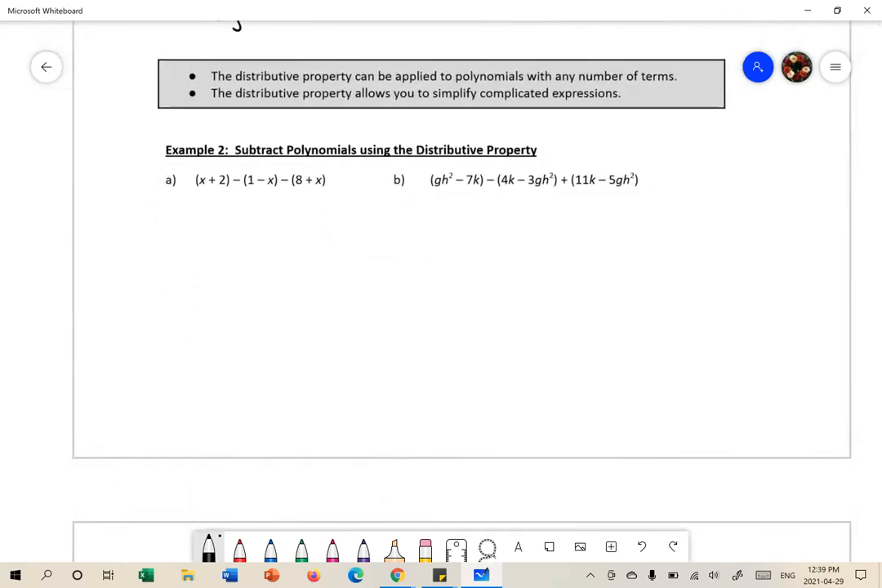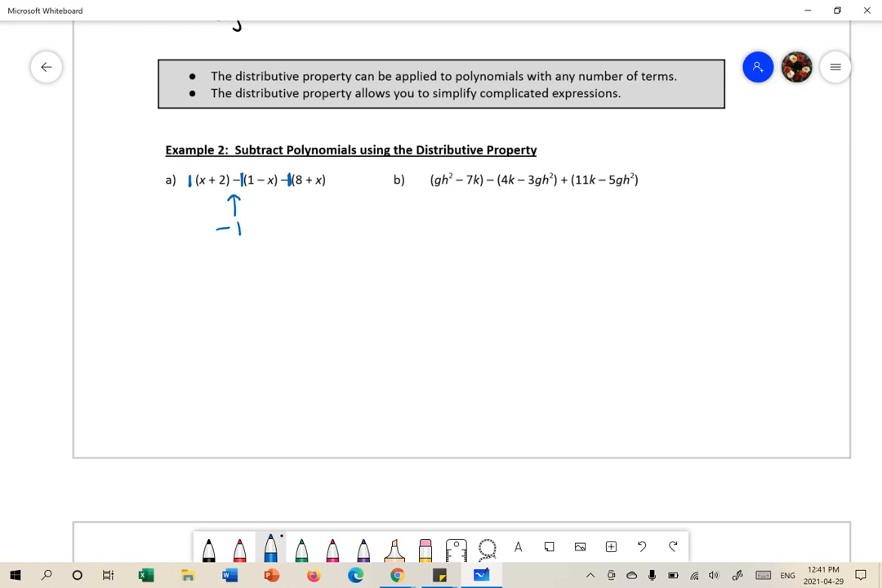In example 2, we're going to subtract polynomials using the distributive property. When polynomials are separated by a subtraction sign, we understand that there is an invisible 1 in front of the negative sign. So really this is -1 times 1 subtract x. This one is also -1. Now in front of the first polynomial, this is just a +1.